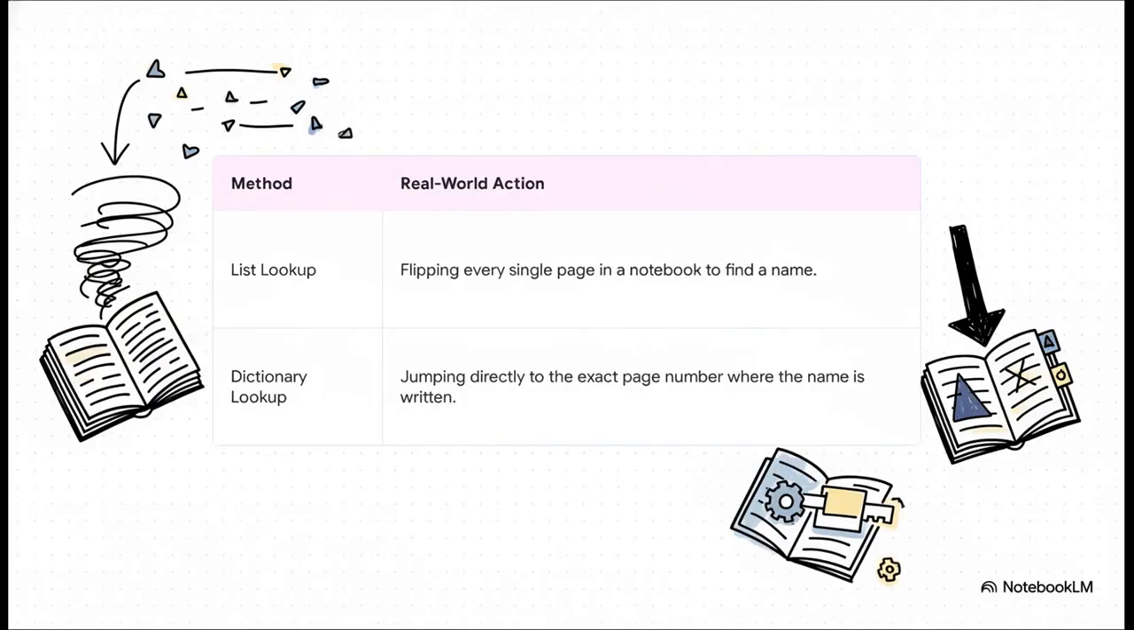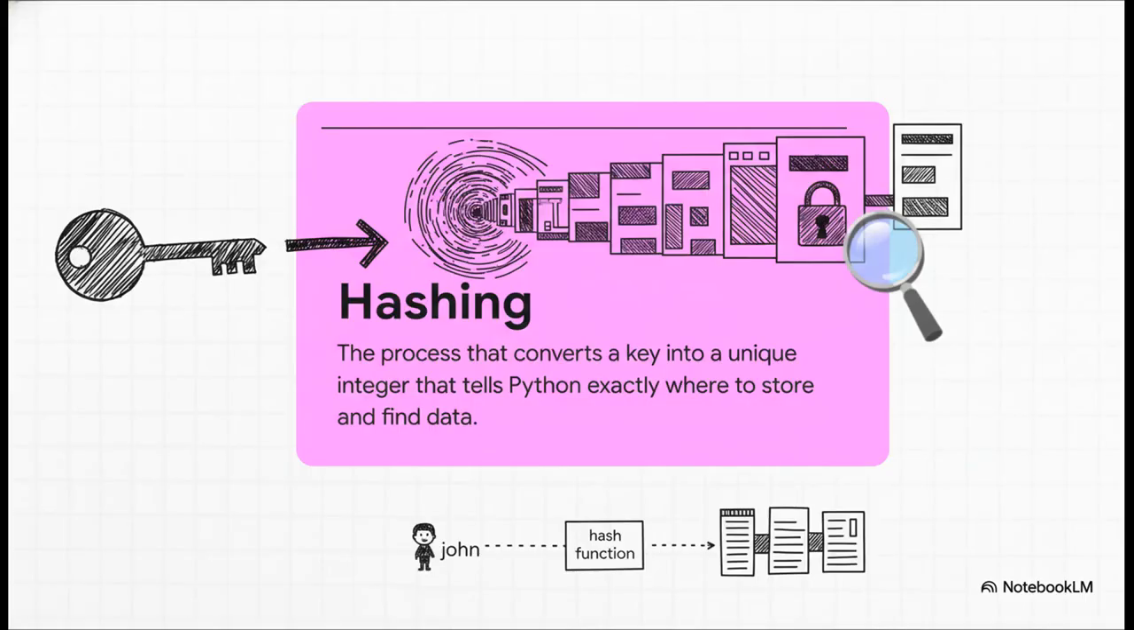Think of it like this. A list is a notebook with no index. To find a name, you have no choice but to flip through every single page one by one. A dictionary, on the other hand, is like a notebook with a perfect index. You don't flip pages, you just look up the name, find the exact page number, and jump straight to it. So how does Python know what page number to jump to?